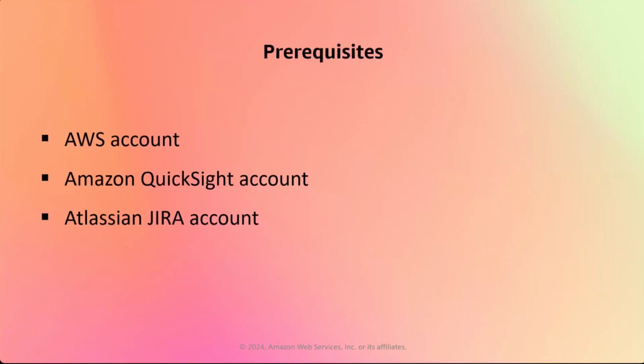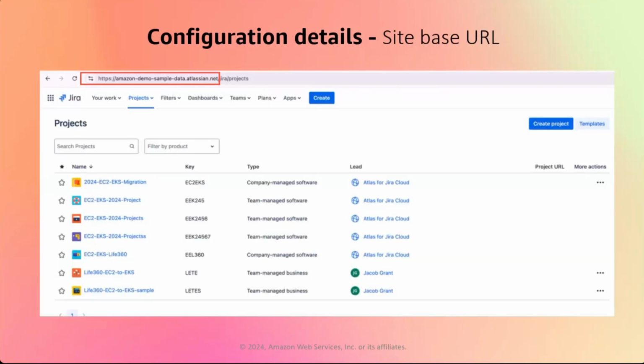Okay. So as far as the prerequisites for the demo today, you have to have an AWS account, and then within the AWS account, you have to have a QuickSight account and also an Atlassian Jira account that we need to connect to. So going over the connection details, the first thing that you require to connect to Jira from QuickSight is the site-based URL.